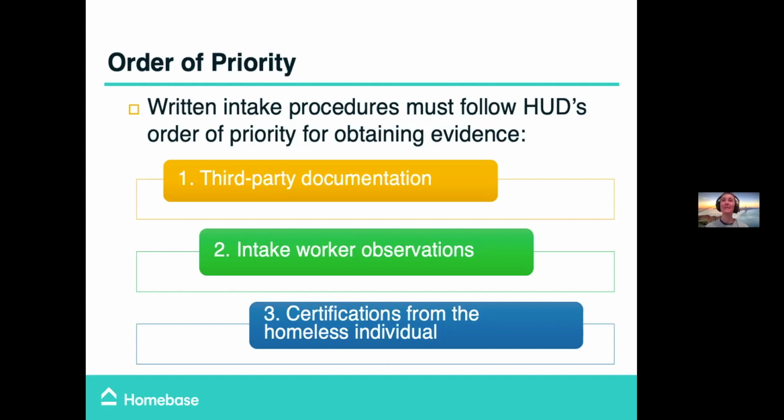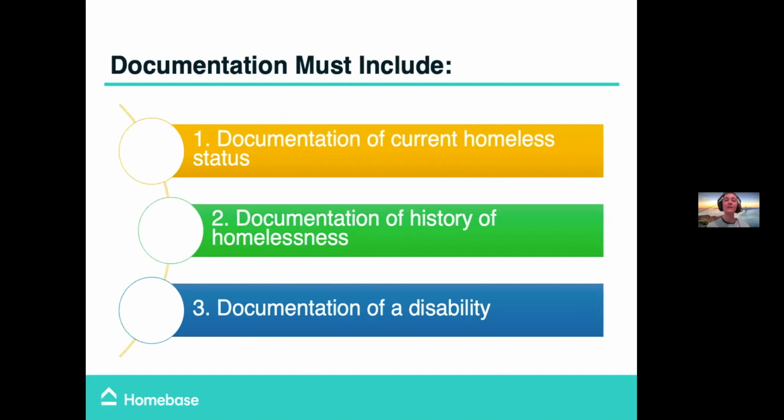So next slide, please. When you're putting together documentation of chronic homelessness, there are 3 parts of the definition of chronic homelessness. So your documentation has to cover all 3 of those parts. We're going to talk separately, one by one, about documenting current homeless status. Are they in a shelter or in a place not meant for human habitation when they're entering the program? Documentation of history of homelessness, so that 12 months, and documentation that the client has a qualifying disabling condition. Next slide, please.